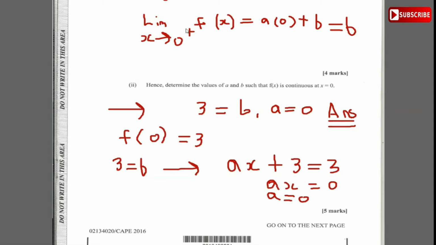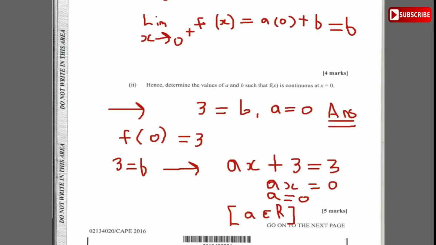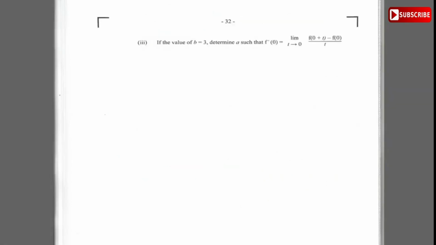Unless they want to argue a is any positive number. So I guess they could write a is 0, or you could tell them that a is just an element of the reals. A can take any real number, unless you want to give them that. But I still don't see why it is 5 marks. And why would they say if the value of b is 3 when b is definitely 3? All right, let's just continue. They're just trying to throw us off with their wording.